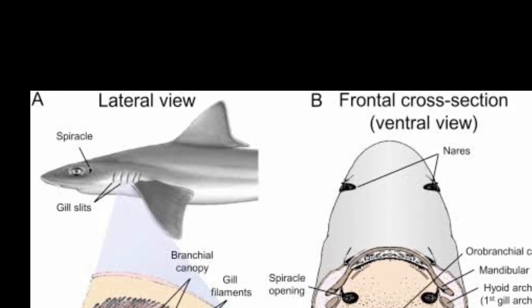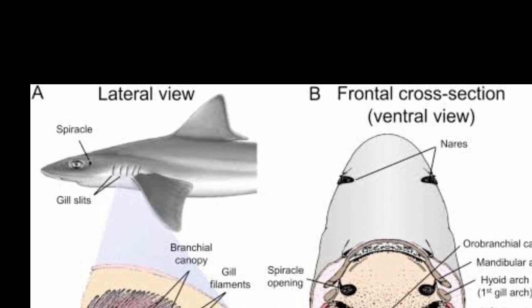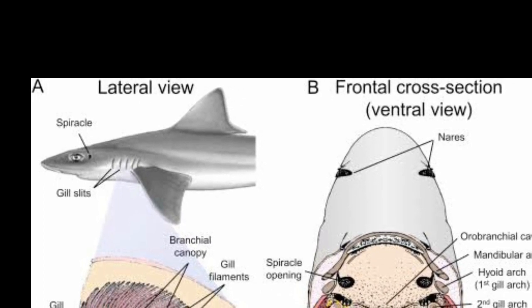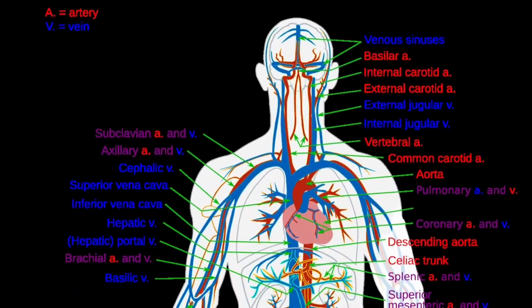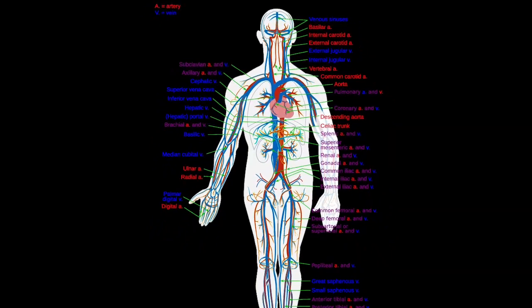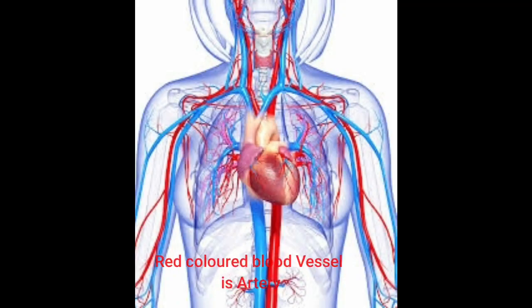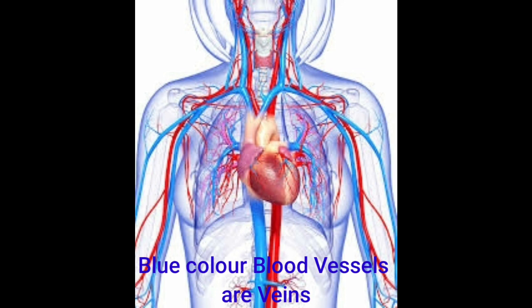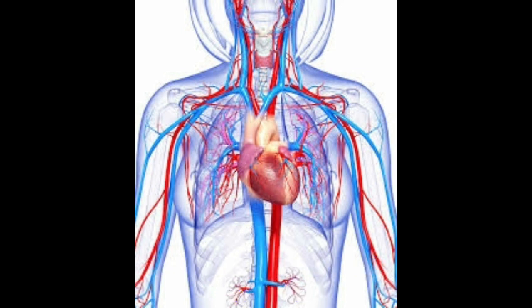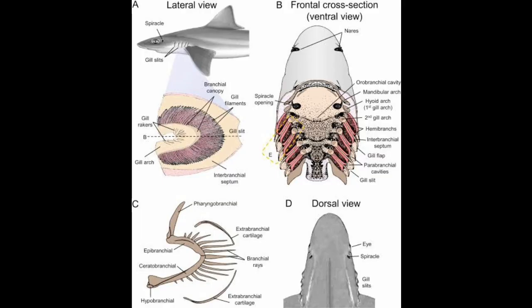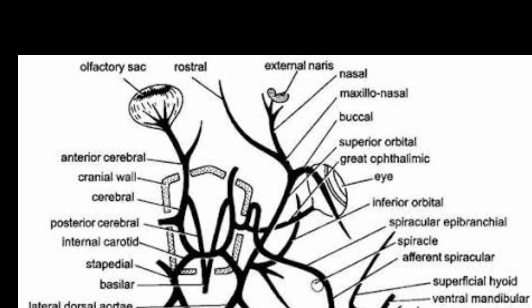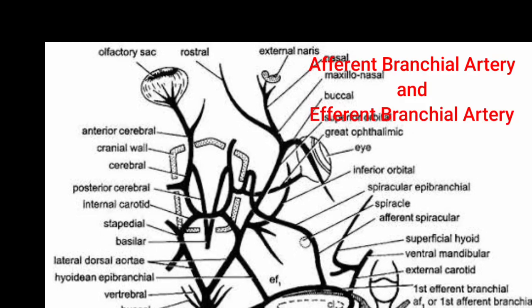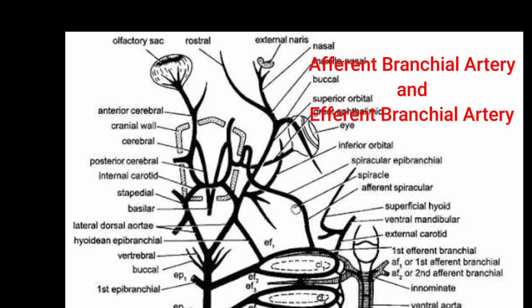As we know, the blood vascular system includes heart, blood vessels and blood. There are two types of systems to circulate the blood in the body, that is the arterial system and venous system. The arterial system is used to carry oxygenated blood away from the heart, and the venous system is used to carry deoxygenated blood from different body parts towards the heart. In Scoliodon, there is respiration by gills or branchial respiration. So the arterial system is divided into two categories, that is the afferent branchial artery and efferent branchial artery.